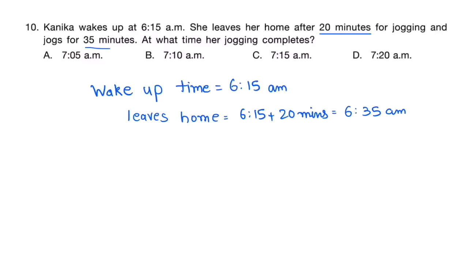And she jogs for 35 minutes. So the time at which her jogging is completed is 6:35 plus 35 minutes, because she jogs for 35 minutes. It is equal to 7:10 a.m. So her jogging completes at 7:10 a.m. Correct answer is option B.